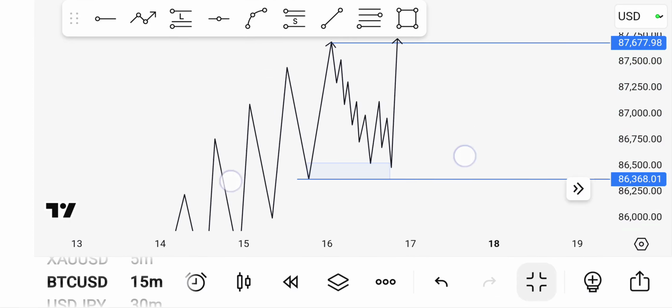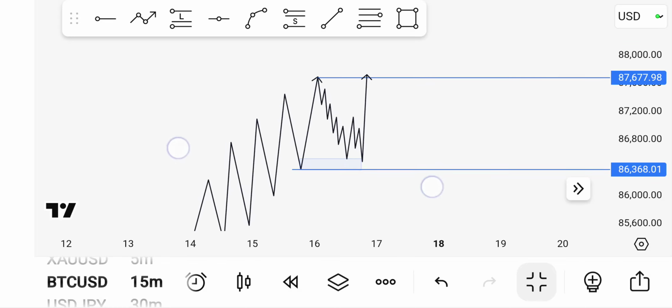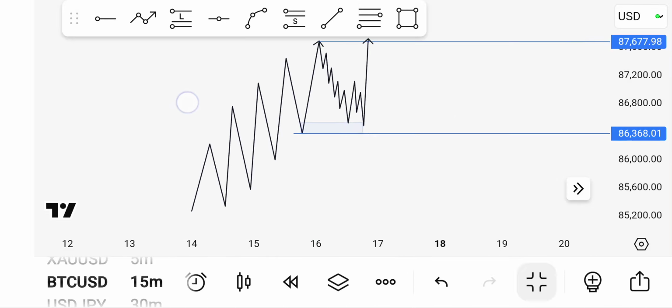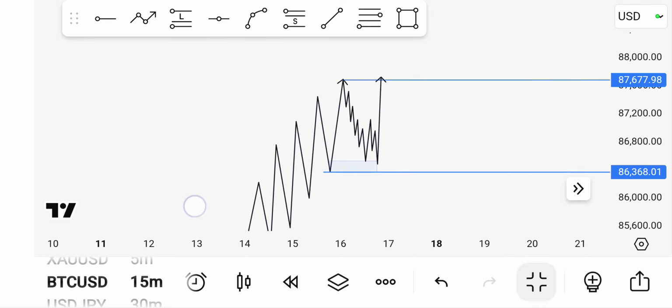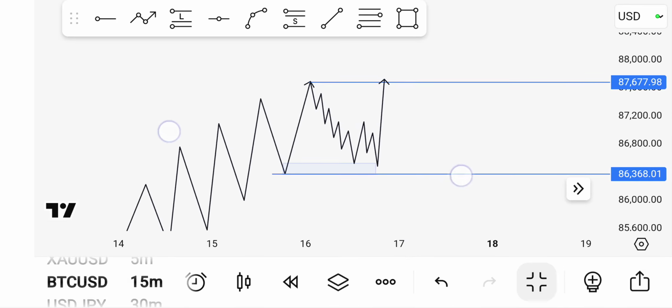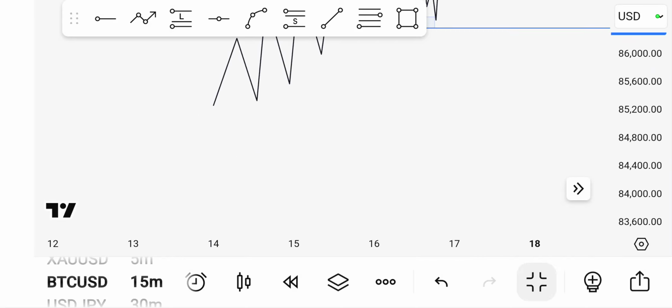Now let's go to the chart. I'm sure you've seen the structure I've given to you guys. First thing, identify our range, which is the structural range. Second thing, identify the demand level or the supply level. Third thing, wait for our market structure shift and inducement, then the point of interest on the lower time frame.